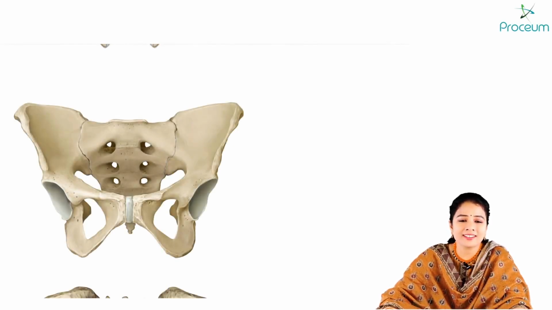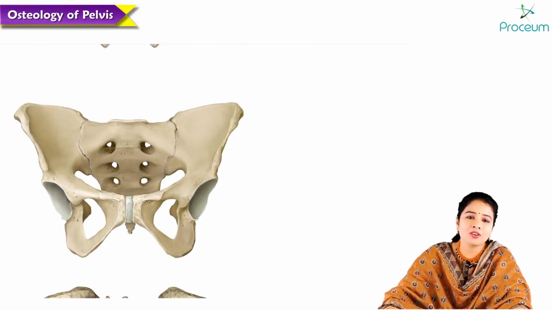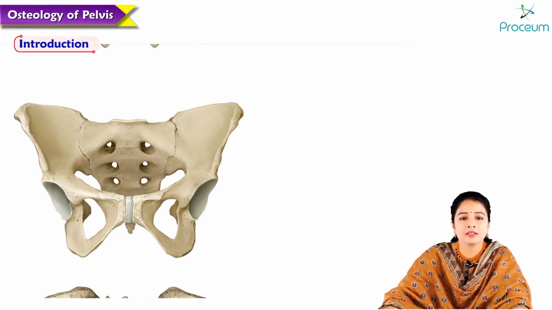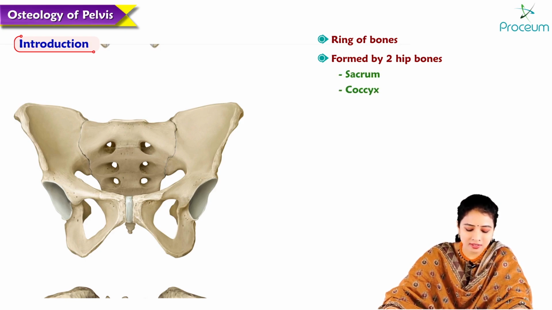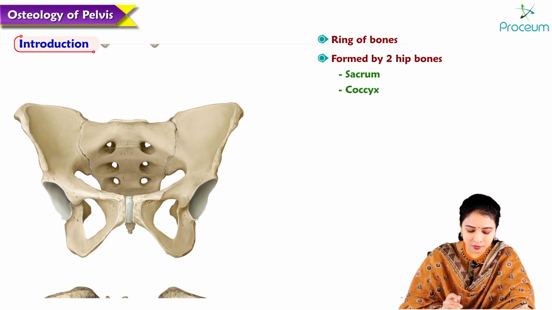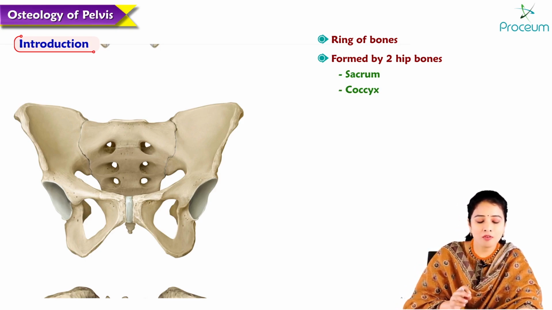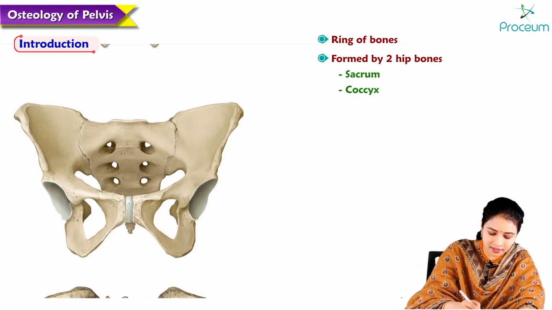Welcome to osteology classes. Today's topic is on osteology of pelvis. So pelvis is the ring of bones formed by two hip bones, the sacrum and coccyx. So here in this image we can see the ring of bones formed by two hip bones on each side.